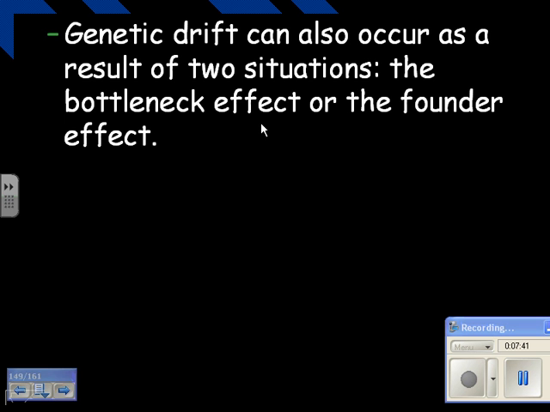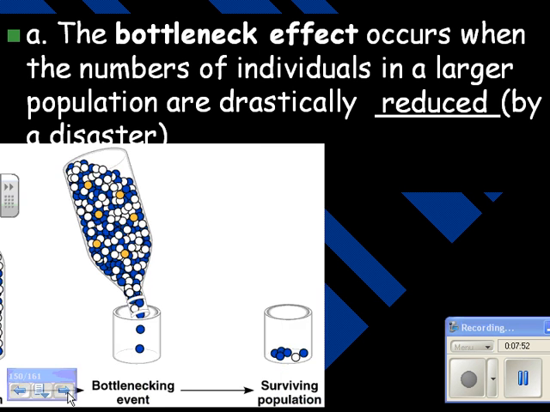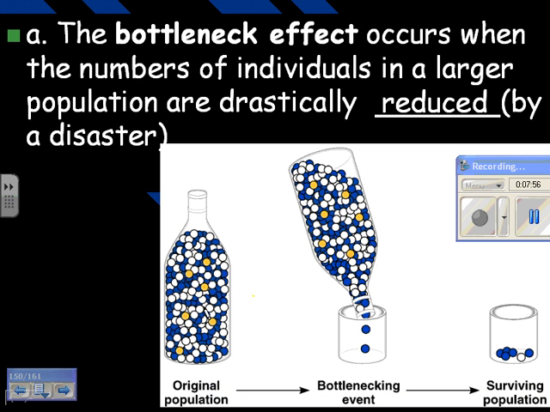One is called the bottleneck effect, and the other is called the founder effect. So here's the bottleneck effect. The bottleneck effect occurs when the numbers of individuals in a larger population are drastically reduced by a disaster. So here's a bottle, and it's showing organisms that are blue and white and yellow. Let's say it's a bunch of birds that live on an island, and a hurricane comes by and kills almost all of them. It kills all of them except a few blue ones and a white one. That means all the yellow ones are dead, so they are totally out of the population.